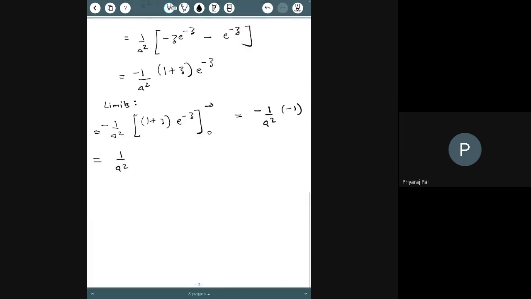Okay, 1 by a square. Remember, a is equal to 1 by kt, therefore 1 by a square is kt squared. Now, we also have to evaluate the denominator. Ma'am, a is 1 by kt, right? Yeah, sorry, that's what I used, I just wrote it wrong. Yeah, 1 by kt. So then 1 by a square is kt squared. Okay, and then we need to also evaluate the denominator.